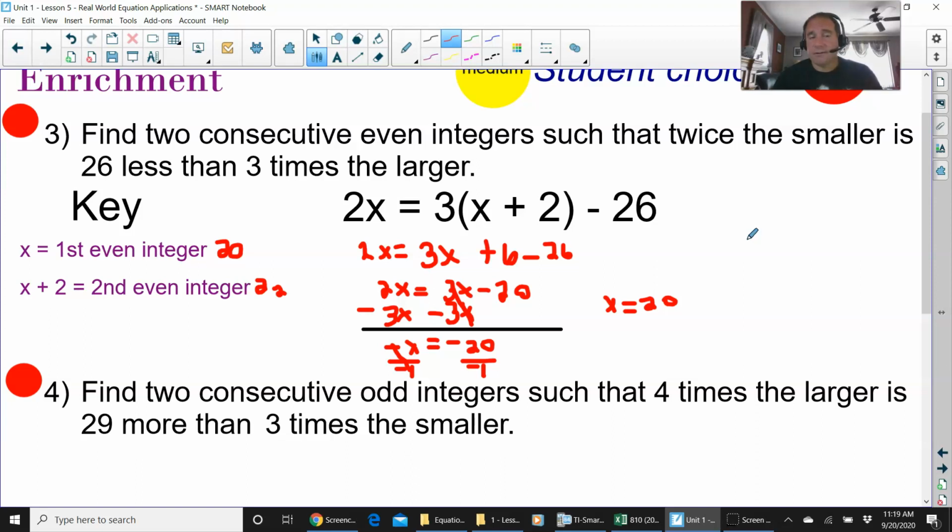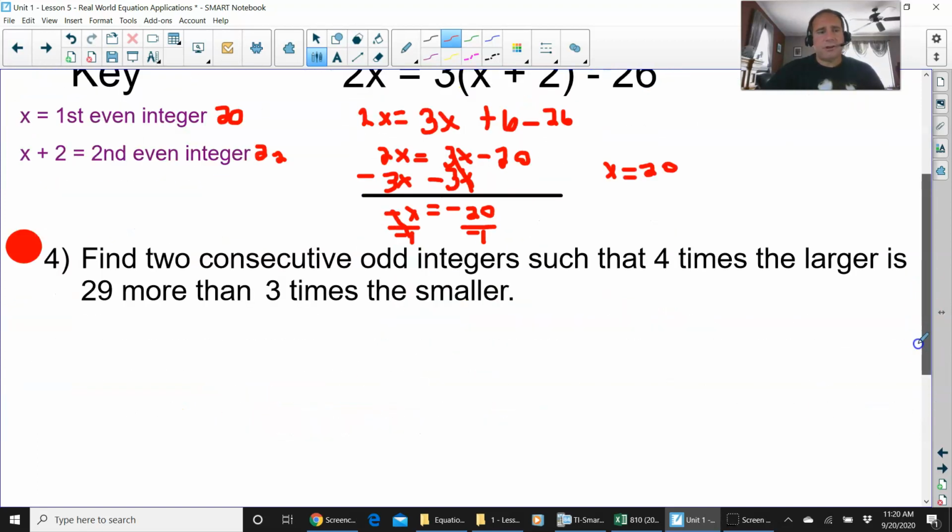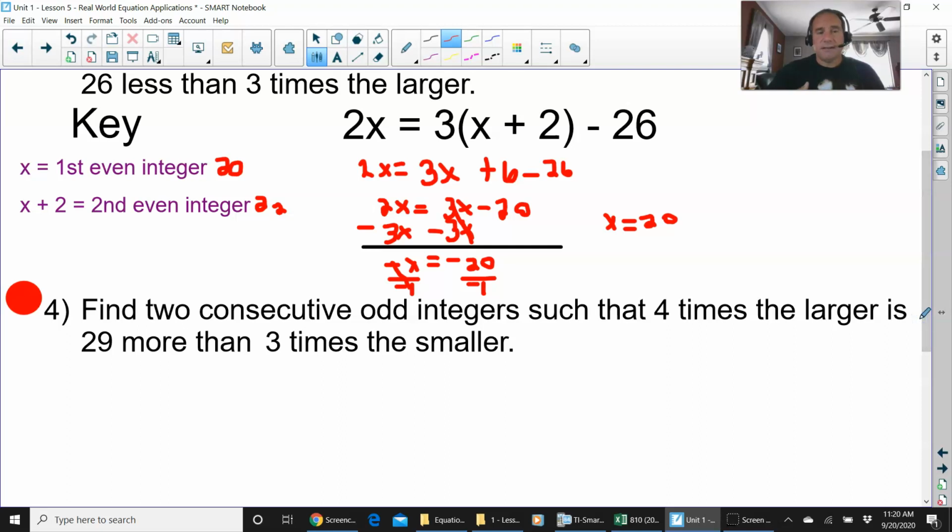All right, very difficult problem. Try to work your way through it. So go ahead, try to give this a try. Number 4, write down the key first for the two consecutive odd integers. At least get that right, and then see if you could create that equation. All right, press pause and give it a try now.